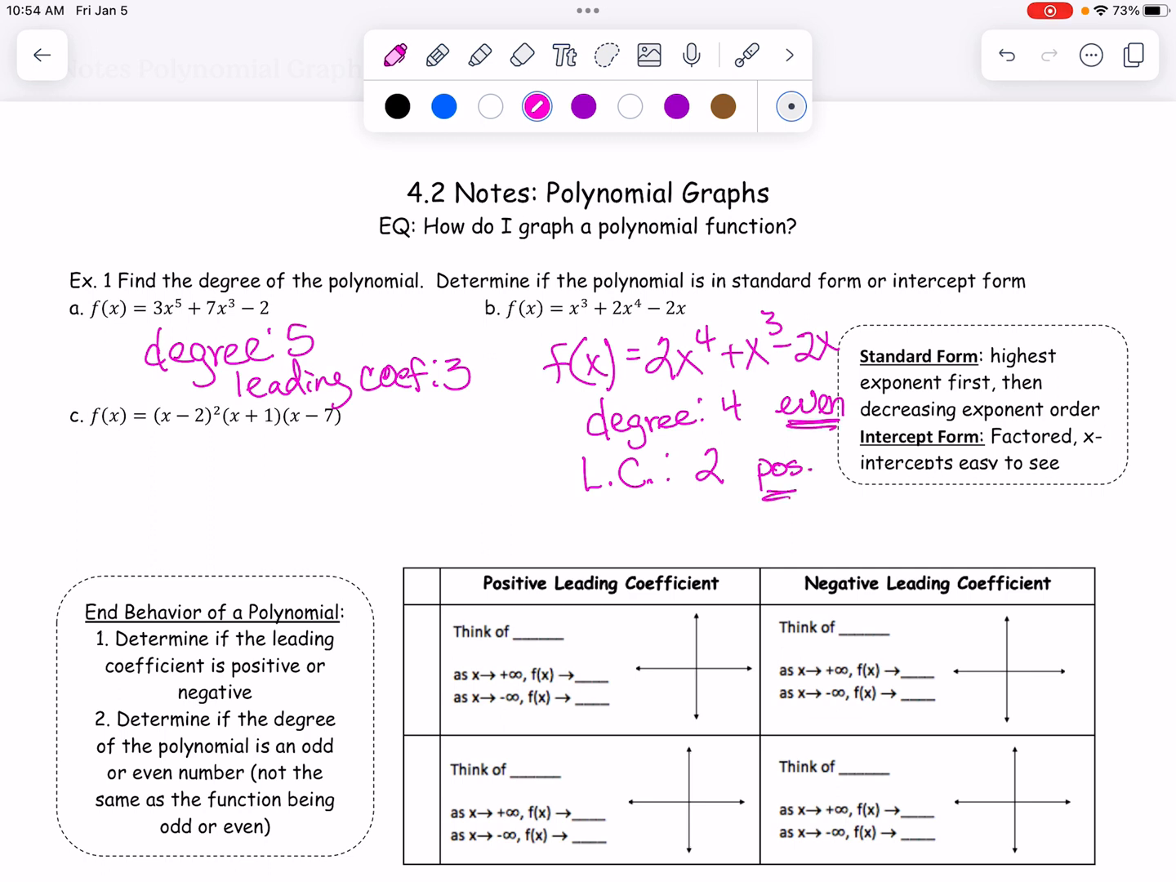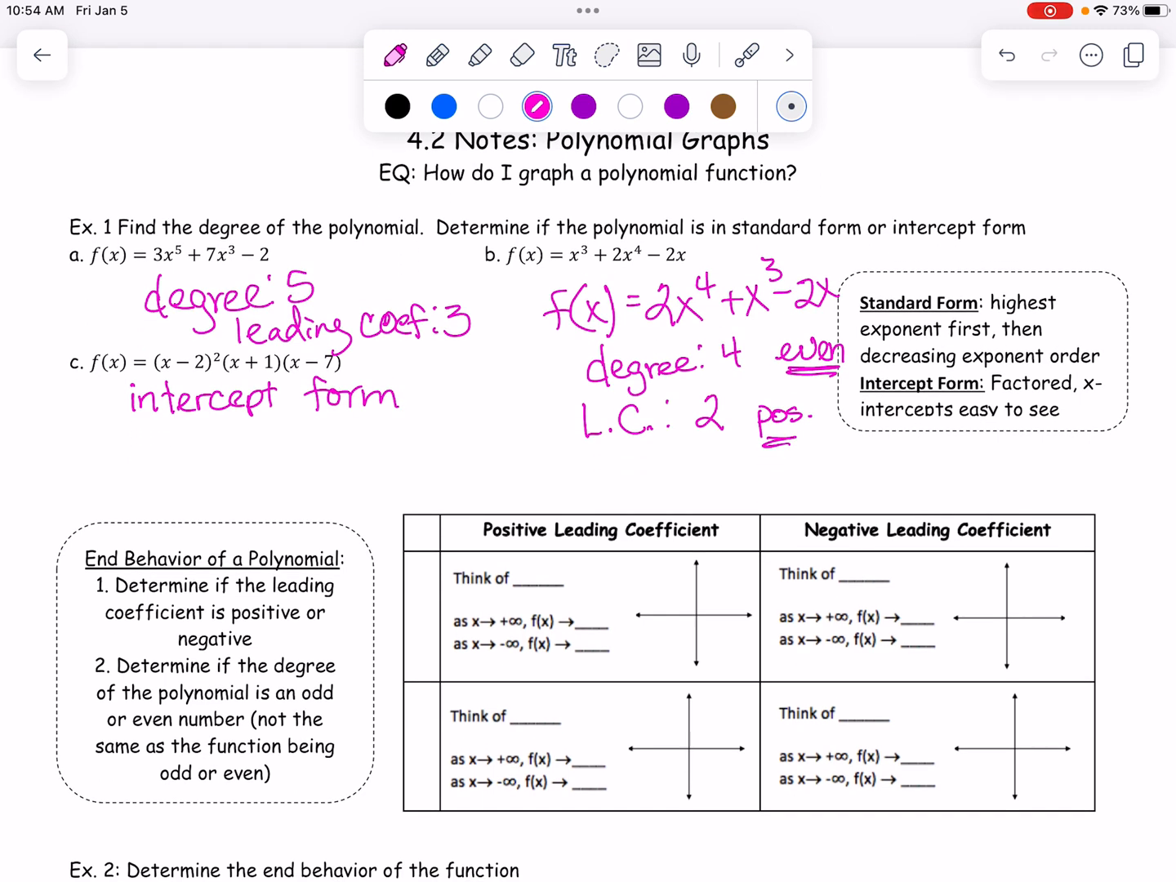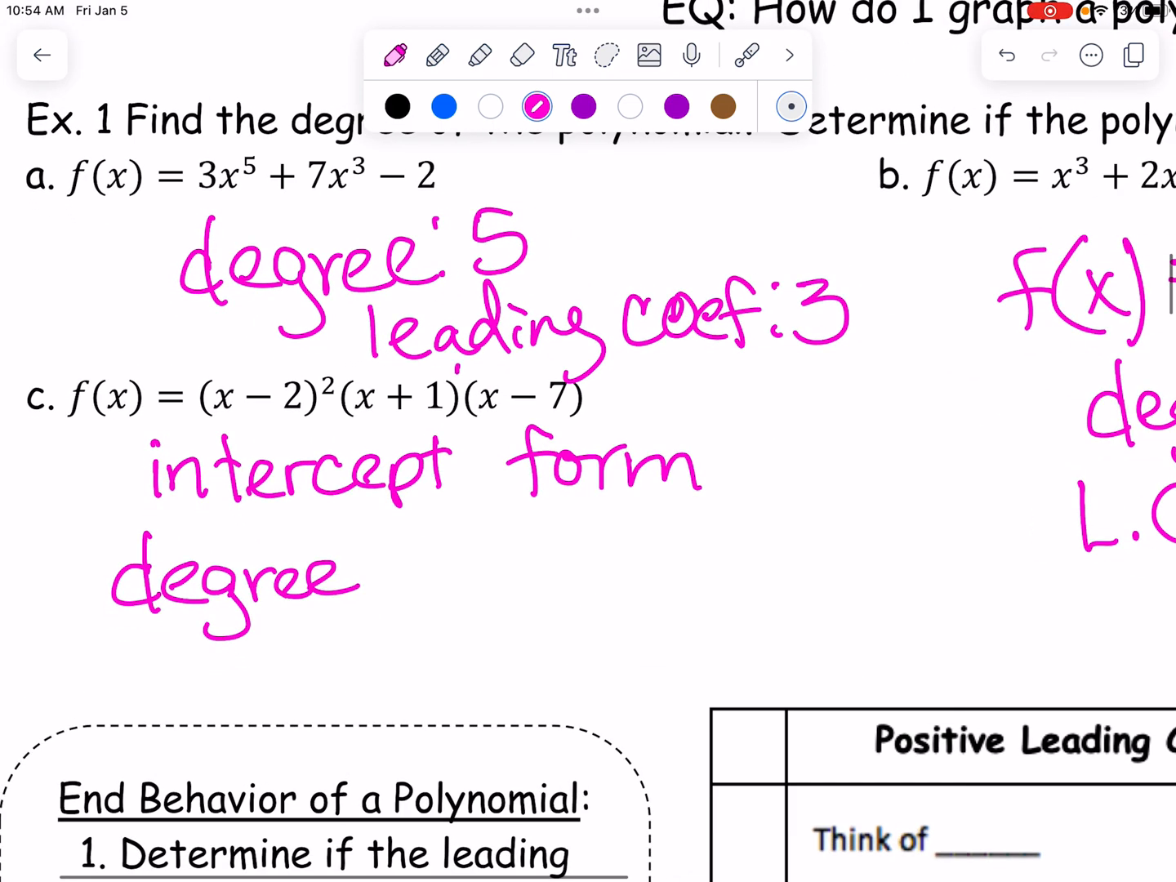So for the next one, A and B are in standard form. This is in intercept form, which is also good. To find out what the degree is when it is in intercept form, you are going to count the number of x's. So what we're going to do is make sure that every one of these factors has its own exponent, and you are going to total up the exponents. So my degree would be 4.